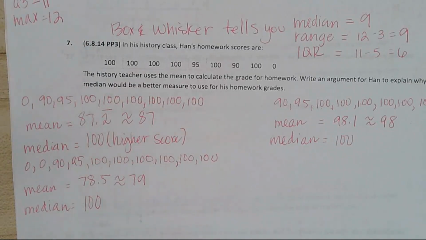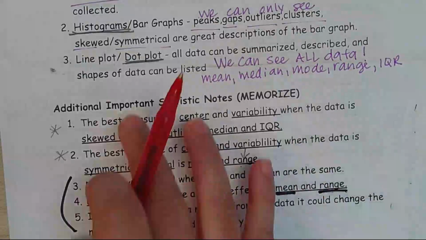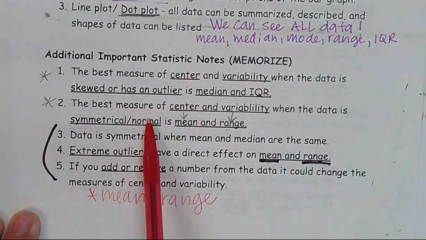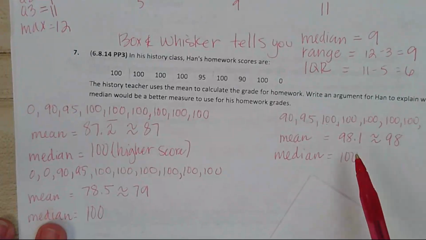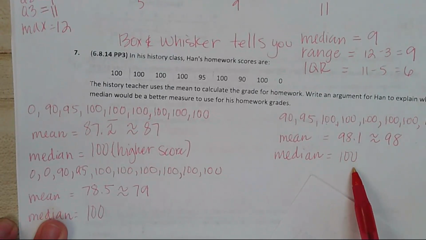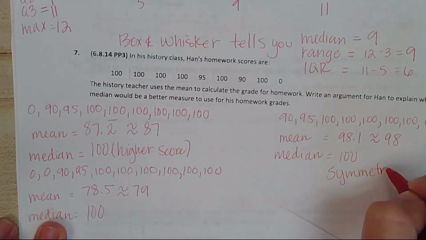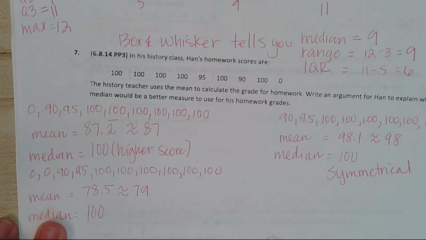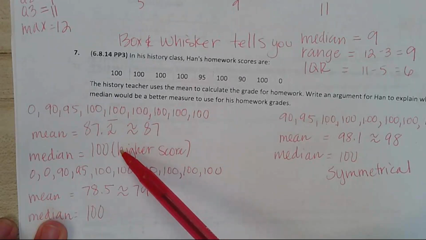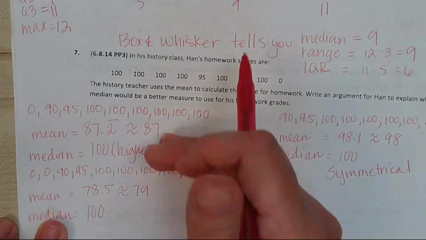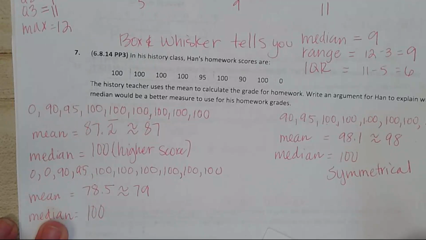But I want to point out to you that we just worked out these memorization here. Data is symmetrical when the mean and the median are the same. Well, look at our mean and our median. Is it the exact same? No, but they're close together. So this would be symmetrical. If we drew it out on a graph, it would be symmetrical because the mean and the median are the same. Are the mean and the median the same on these two? No, they're pretty far off from each other, right?